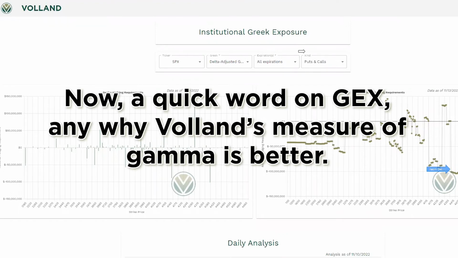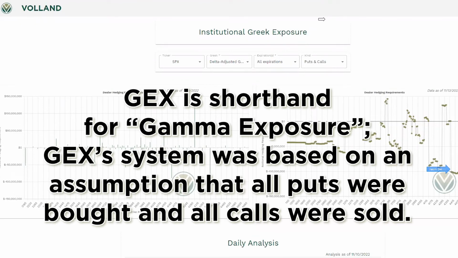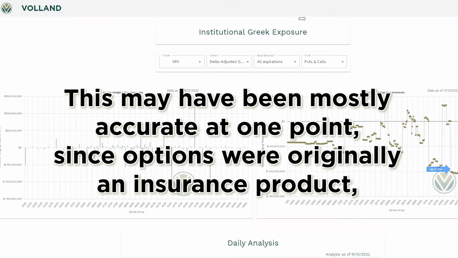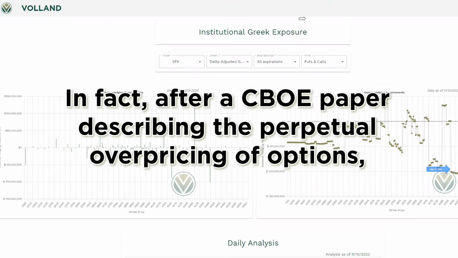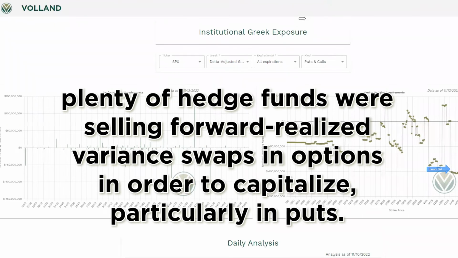Now a quick word on JEX and why Volland's measure of gamma is better. JEX is shorthand for gamma exposure. The JEX system was based on an assumption that all puts were bought and all calls were sold. This may have been mostly accurate at one point since options were originally an insurance product, but the popularity of options and the ability to both buy and sell them undermines that theory. In fact, after a CBOE paper describing the perpetual overpricing of options, plenty of hedge funds were selling forward realized variance swaps in options in order to capitalize, particularly in puts.